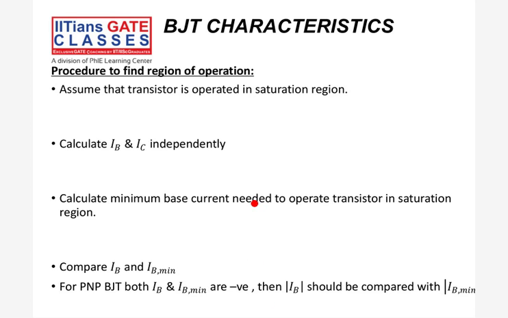I think we understood all the characteristics, the input and output characteristics and how they vary. The detailed configuration and application of all these devices will come in the analog part, which I have not taken here. But now I'll come to another point, the procedure to find the region of operation.